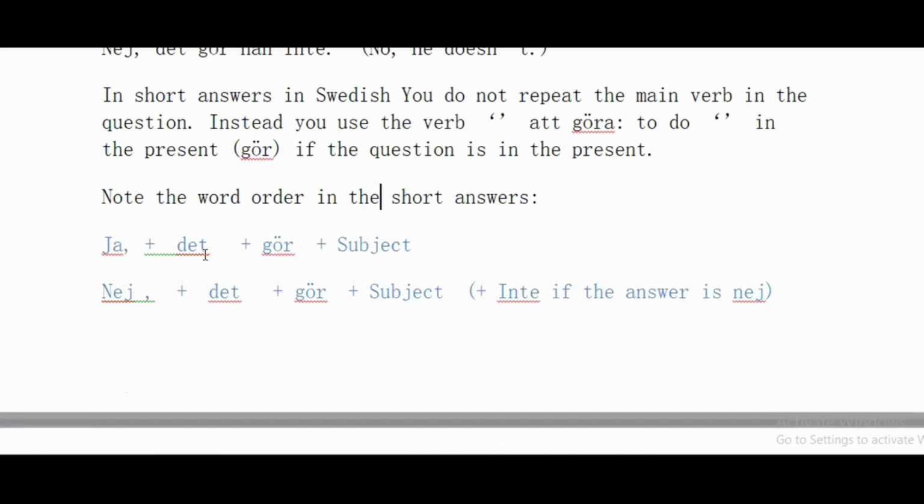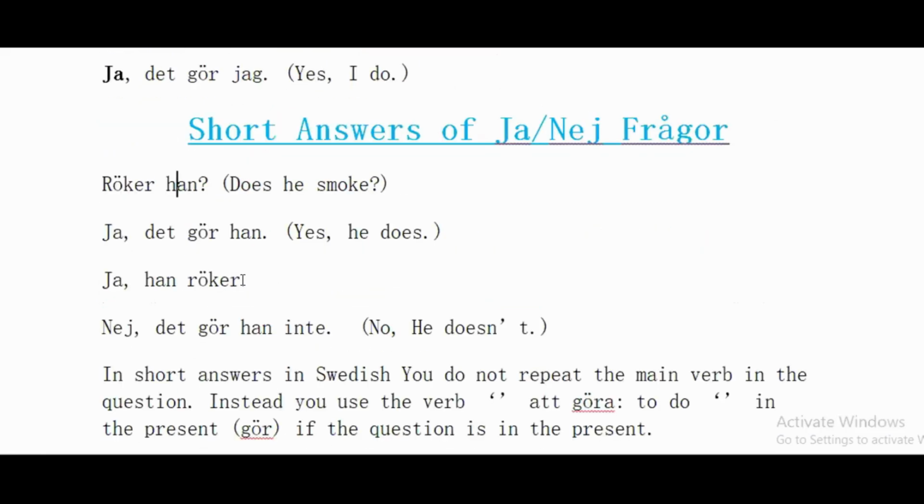So first we can check the word order for short answers for yes/no questions. This is a fixed expression, "ja, det gör", and then we have the subject that you can use. And if you want to add negation or you want to say no, then we say "nej, det gör" plus subject, and then we add the negation "inte". For example, here "Röker han?" So this is a normal reply that we can use: "Ja, han röker." Yes, he smokes. You can say no, "Nej, han röker inte." No, he doesn't smoke.